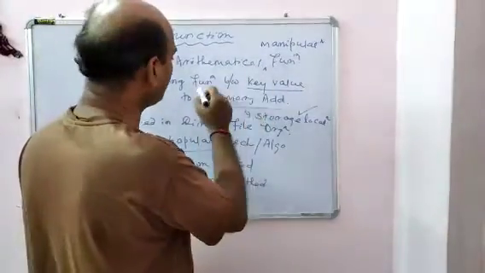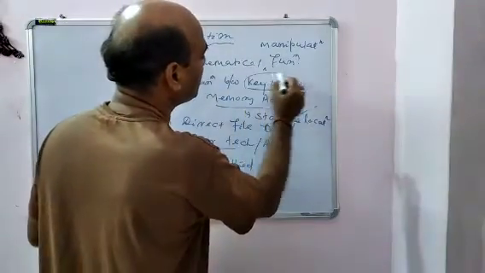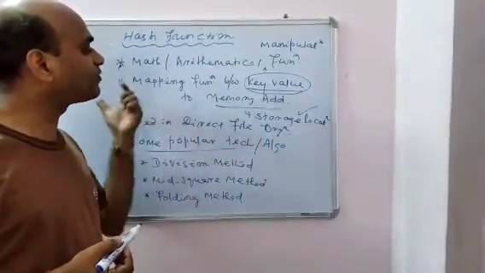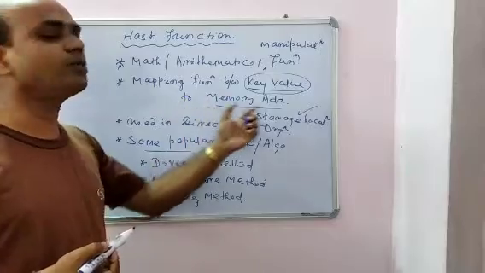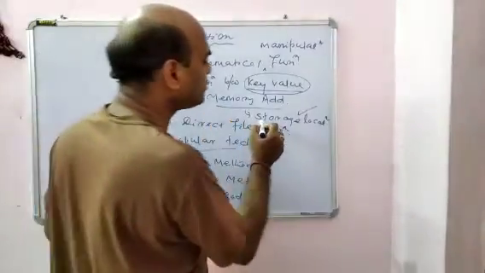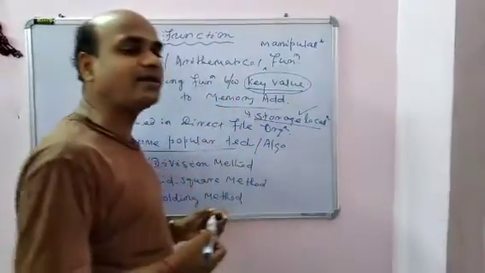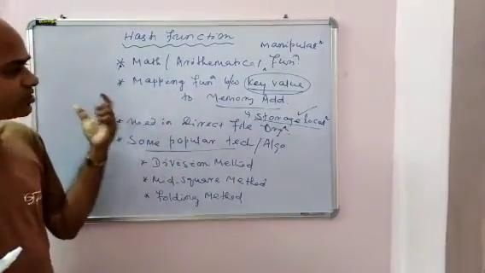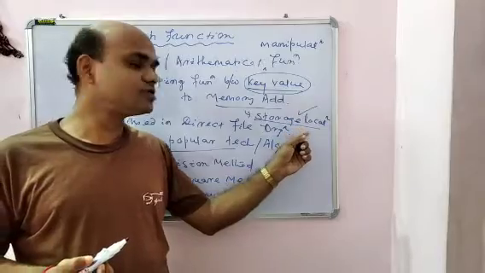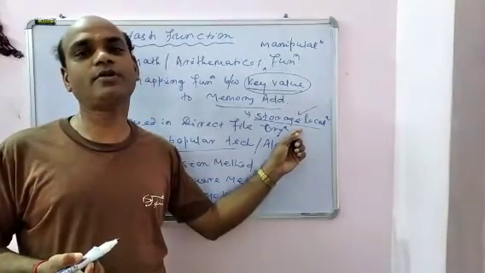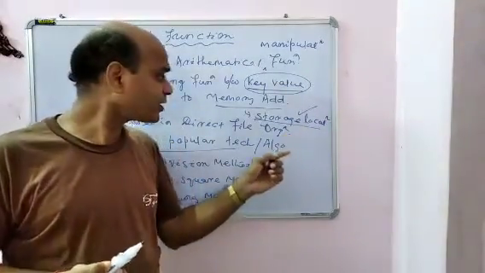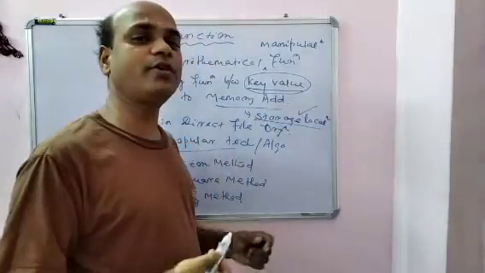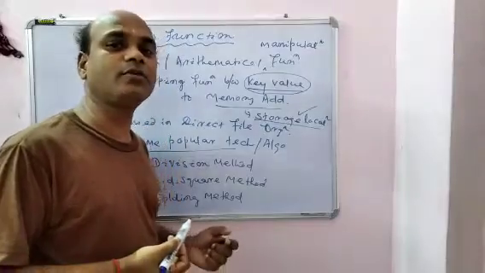This function accepts a key value. This key value is provided by the programmer, and it converts this key value to the memory address. This memory address is the storage location, in binary form. In the previous video classes we discussed this storage location and gave some examples. Normally this memory address is nothing but a storage location, a binary address of the memory space.